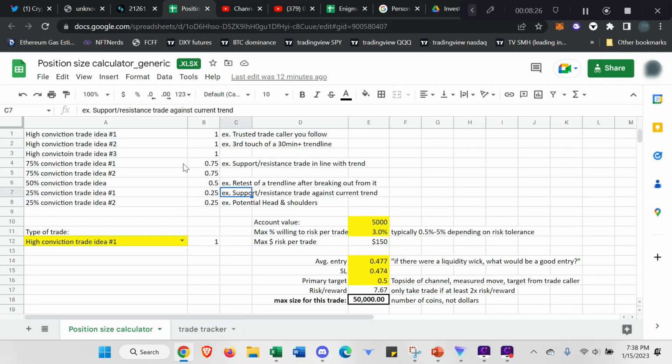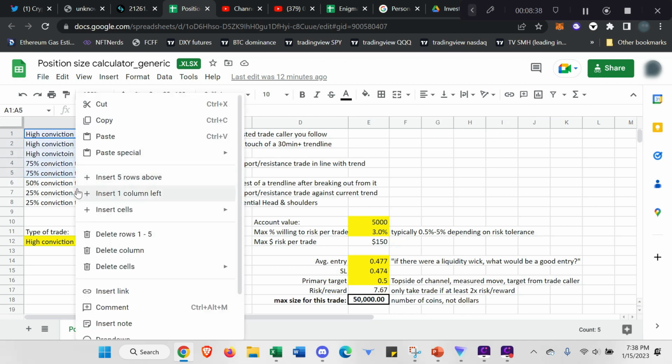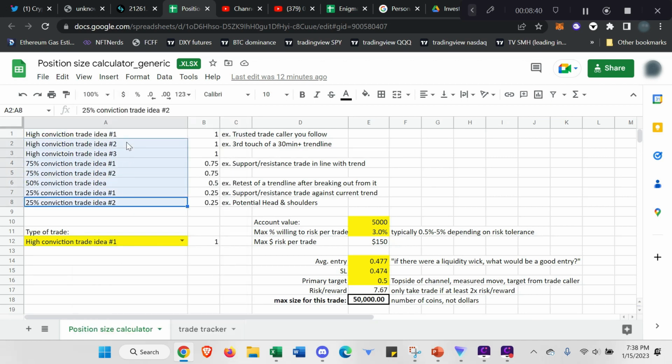But I have this Google Sheet that's public. As long as you have the link, you just need to download a copy of this to modify it yourself. But basically what I have in this tool is a series of trade ideas that you can update to whatever makes sense to you. I have some examples on here. So high conviction trade, maybe this is a trusted trade caller that you follow, or a third touch of a major trend line or channel.